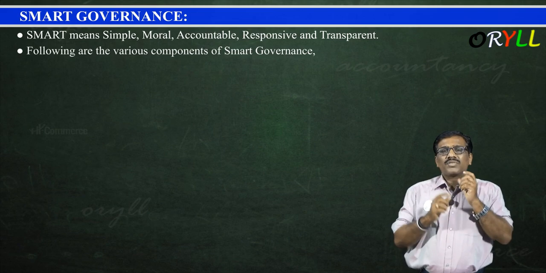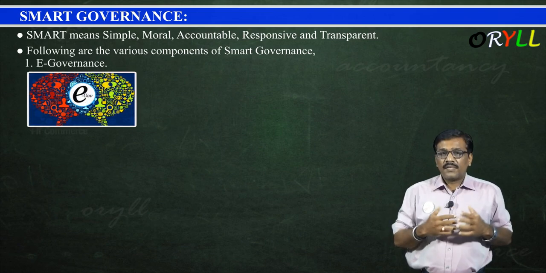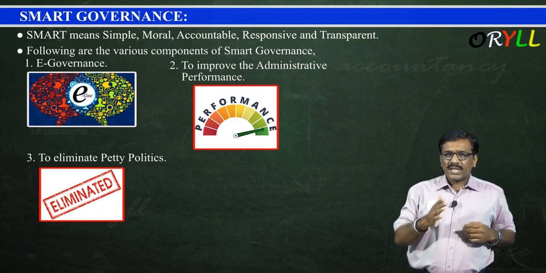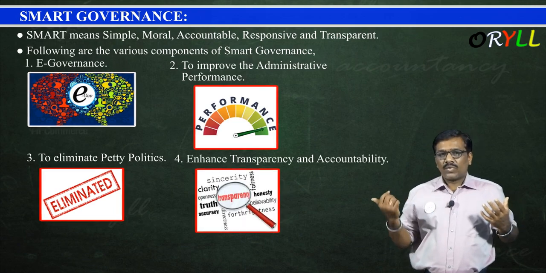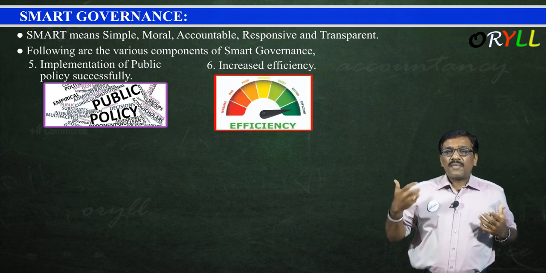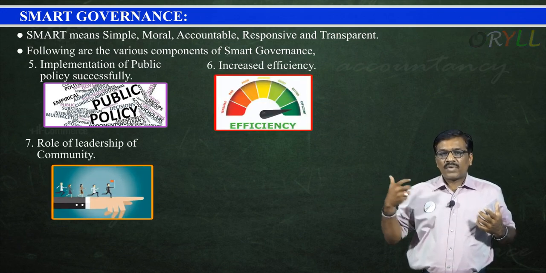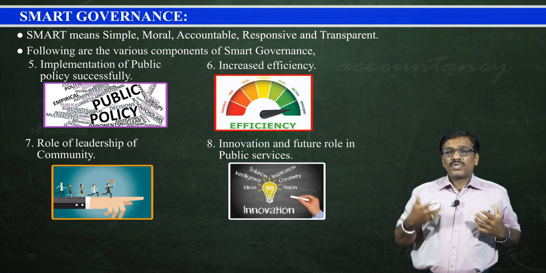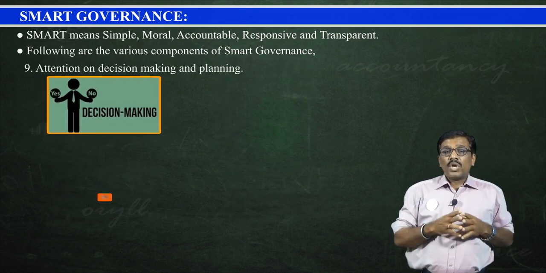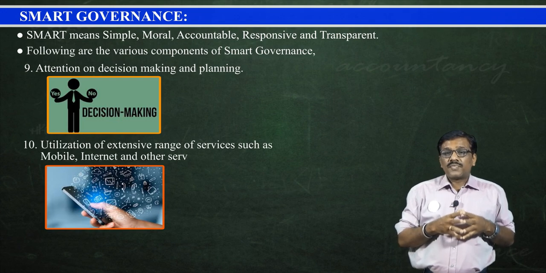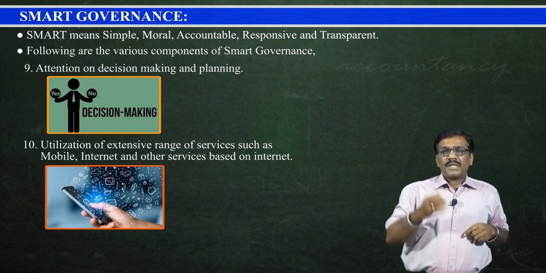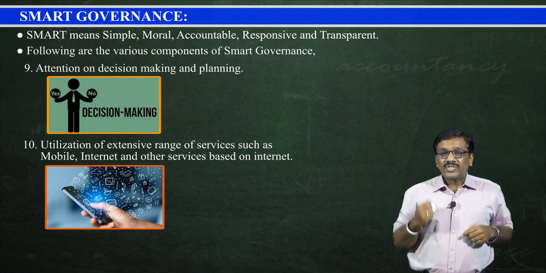And following are the various components of smart governance: e-governance to improve administrative performance, to eliminate petty politics, enhance transparency and accountability, implementation of public policy successfully, increased efficiency, role of leadership of community, innovation and future role in public services, attention to decision making and planning, utilization of an extensive range of services such as mobile, internet and other services based on the internet. These are all the various components of smart governance.